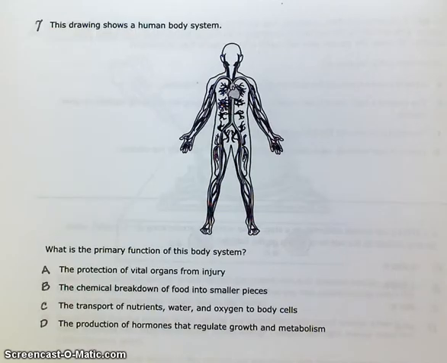Number 7, this drawing shows a human body system. What is the primary function of this body system? A, the protection of vital organs from injury. B, the chemical breakdown of food into smaller pieces. C, the transport of nutrients, water, and oxygen to body cells. D, the production of hormones that regulate growth and metabolism.